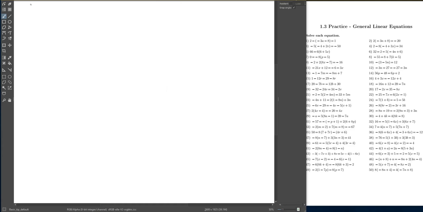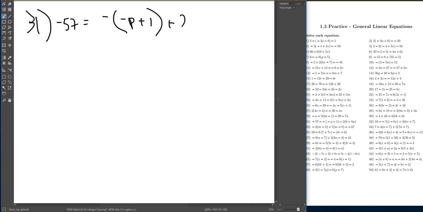All right, number 31. Okie dokie. What does number 31 say? Minus 5 7 equals, oh, that's a tricky one. Minus p plus 1 plus 2 times 6 plus 8p.